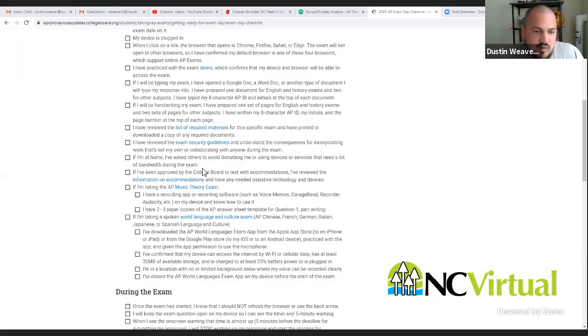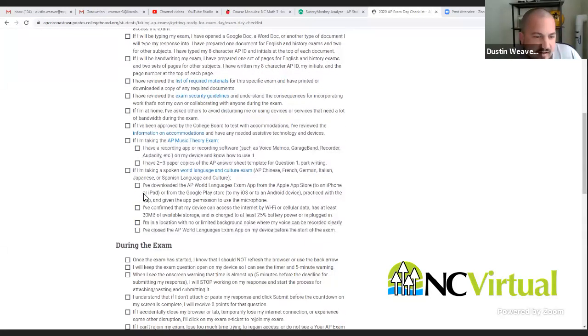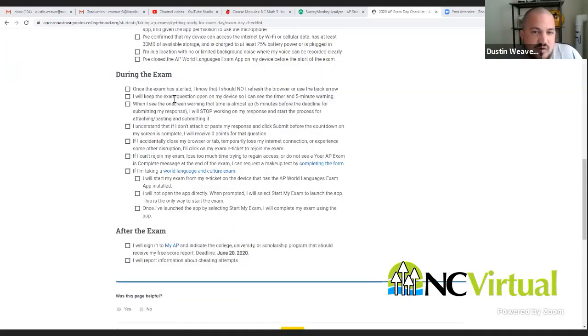Now, those are all the things. Once the exam has started, you want to make sure you don't refresh the browser. I would also recommend not having any other tabs up other than the Google Doc and the actual exam, so you don't have a bunch of other tabs or anything that could cause it to stop. You'll keep the exam question open on your device so that you can see the timer and the 5-minute warning. When you see the on-screen warning that says there are 5 minutes left, it says you can stop working on your response. You don't have to stop when it says 5 minutes, right?